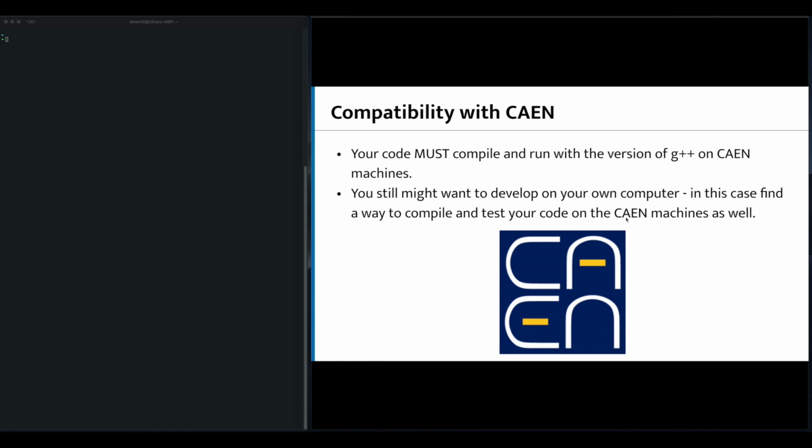Okay, in terms of Kane, your code has to compile and run with the version of G++ that's on the Kane machines. This should be the same as 280, I believe, so keep doing that. If you're developing on your own computer, which I think most people do, you need to find a way to compile and test your code on the Kane machines as well.